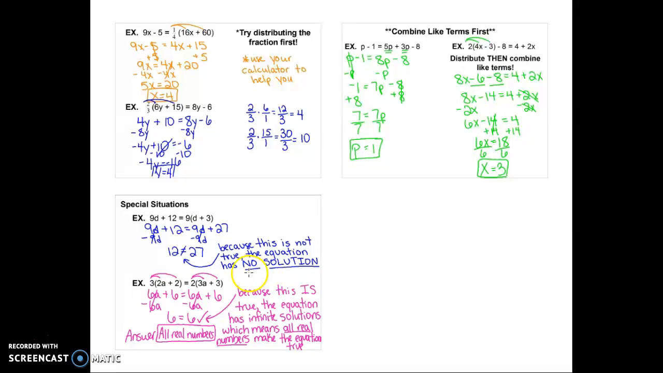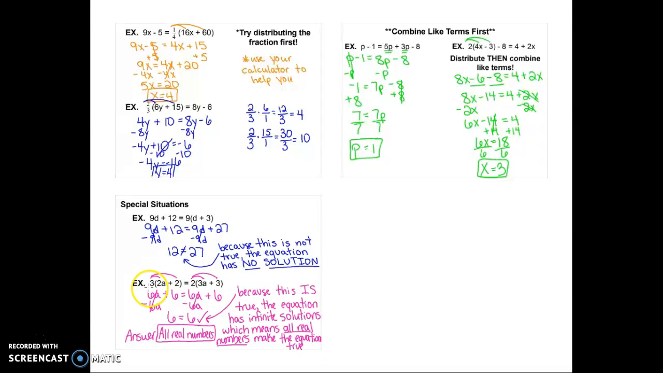Okay, that means that there is no number in the world that you could type in or fill in for d in this entire equation and end up with a true solution. Okay? It is not possible. So no solution is your final answer.